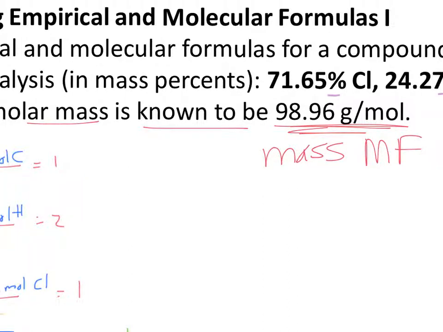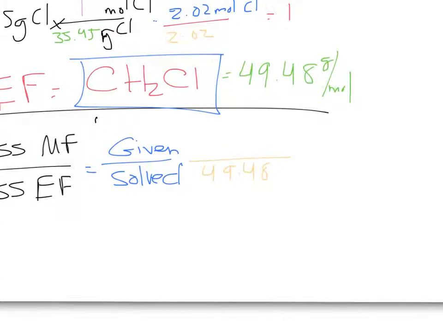Okay, so now what we got to do is go back down here and plug this number into our formula. So it's going to be 98.96. And so when I divide those numbers, I'm going to get a whole value number of 2.